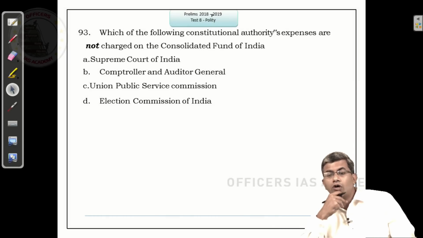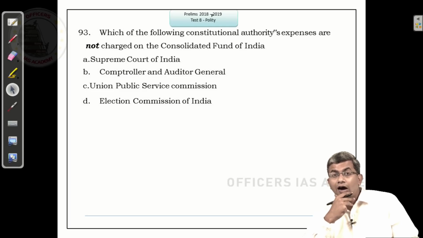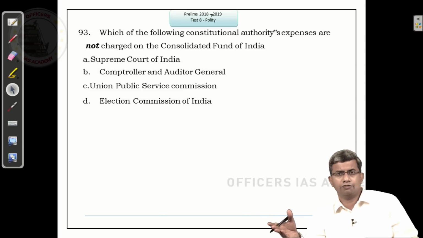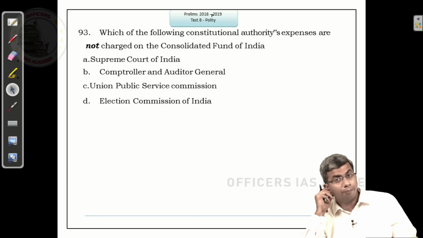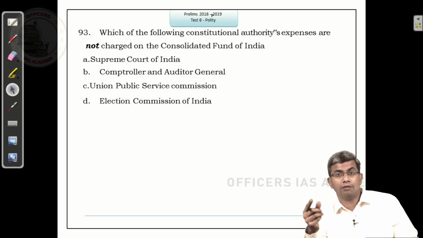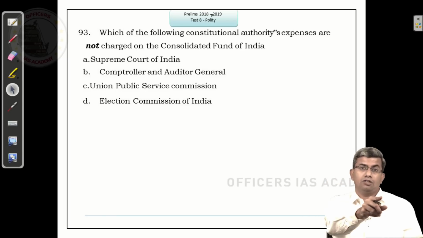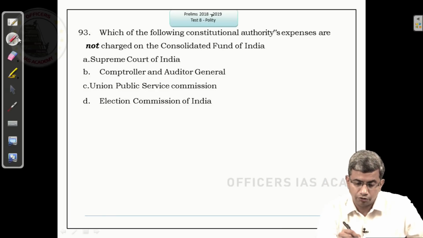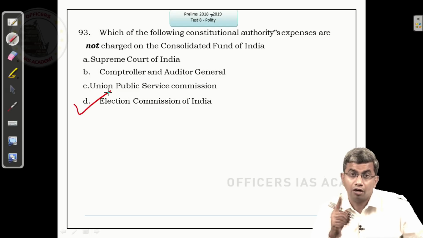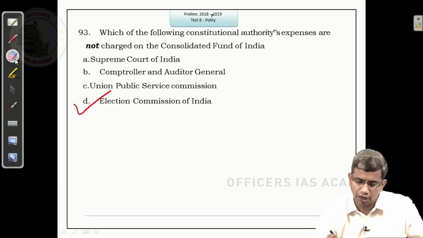Which of the following constitutional authorities' expenses are not charged? So now we are again back to the constitution. This we'll discuss over the next 15 minutes and close the discussion. We have discussed this so many times. One of the demands of the Election Commission of India is to make it at par with all other constitutional authorities when it comes to their expenditure being charged on the Consolidated Fund of India. So the correct answer is the Election Commission of India, not charged on the Consolidated Fund of India as of now.